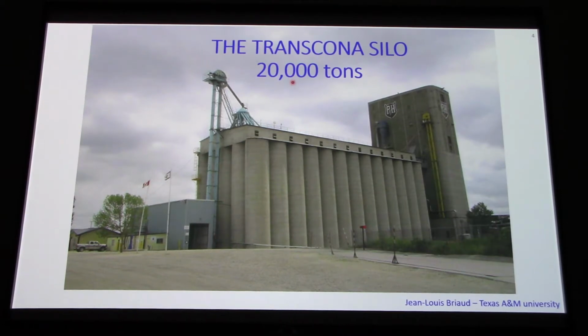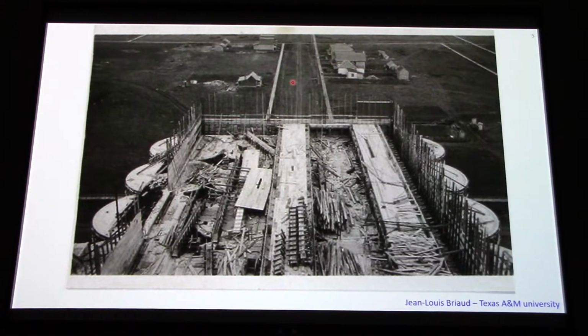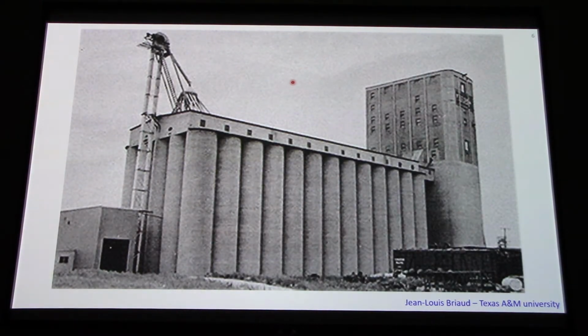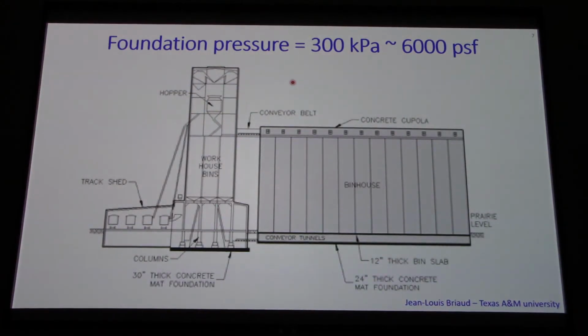The Transcona Silo weighed about 20,000 tons. So here's the construction. Now remember 1913, so this is over 100 years ago. And then here's the silo completed. You see the hopper and the workhouse to load the trucks that go through here, and then this is the bin house where all the grain is stored. And the grain is pretty heavy, and the pressure, remember this number here, 300 kilopascal.